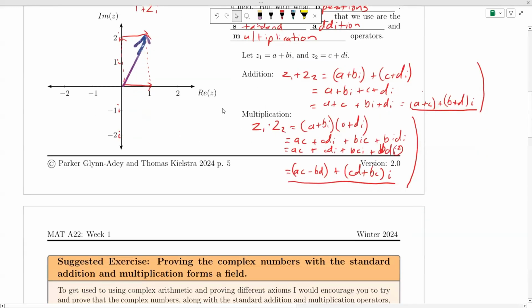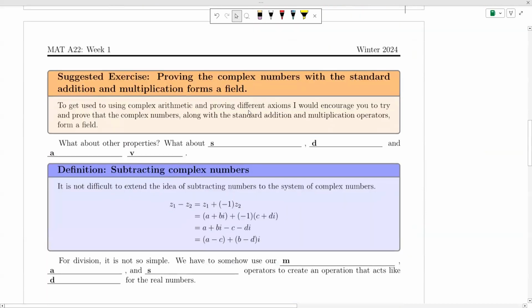But now that we have the addition and the multiplication, we want to show that it's a field. So what I'd highly encourage you to do is go through the axioms of what it means to be a field and prove to yourself that it satisfies the properties.